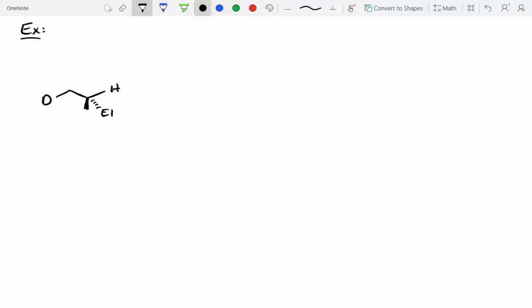Is that an O or a D? That's a D for deuterium. So let me emphasize that. The D equals deuterium. And in this case, we're going to react this with sodium hydride or a generic strong base.